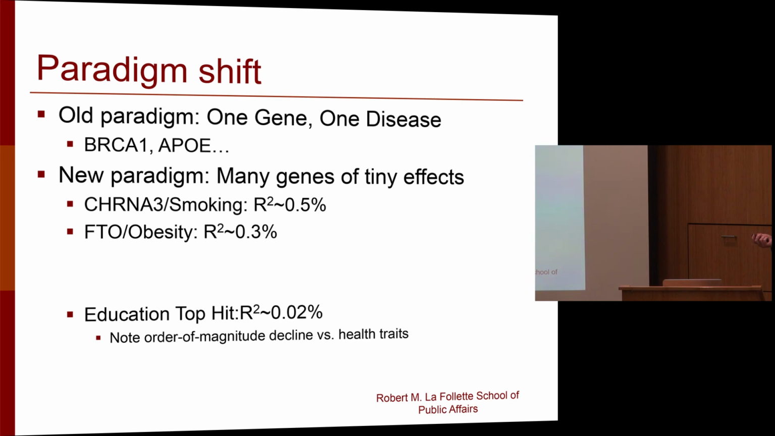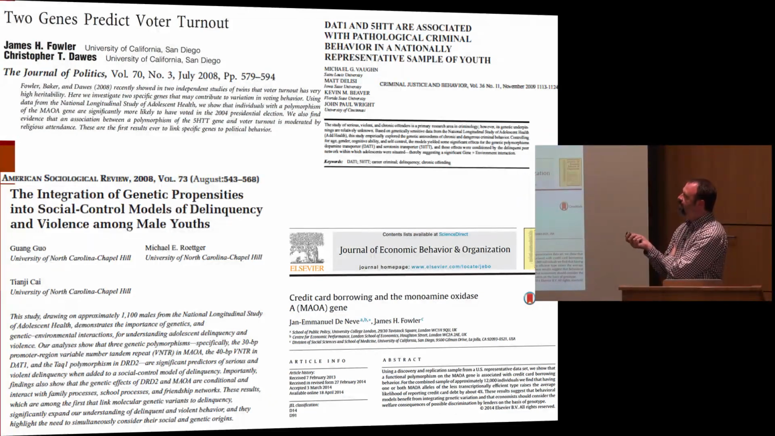This had some consequences. There were five or more years in the social sciences where this old paradigm was pursued, and you get results, taken from many different disciplines, with headlines like two genes predict voter turnout, or a single gene affects delinquency. What's happened is that these are all not right.